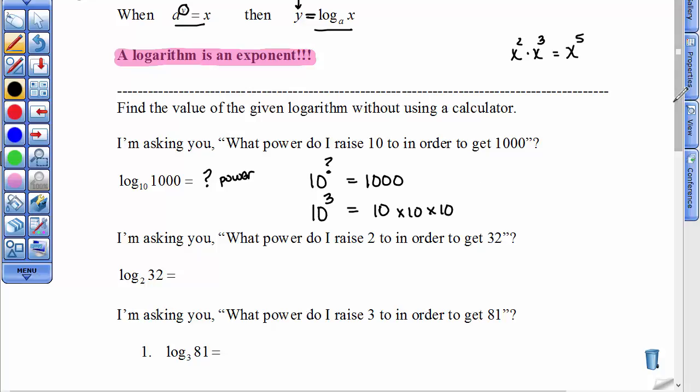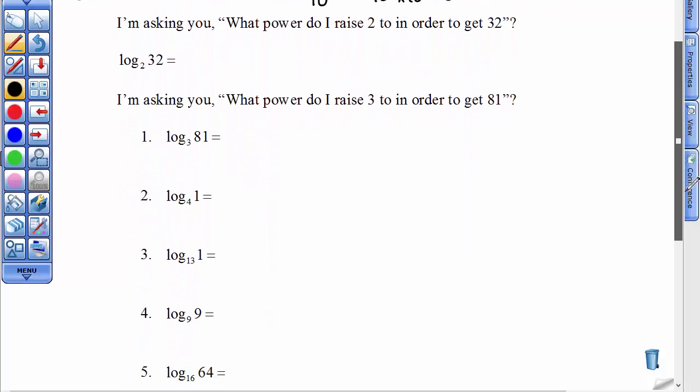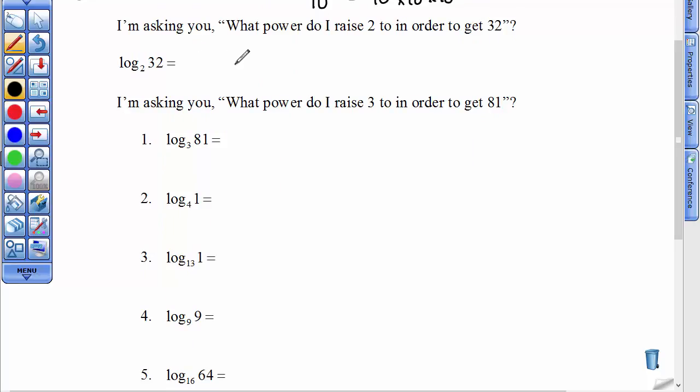because 10 times 10 times 10 is 1,000. So again, what power, I'm asking you, 2 has to be raised to what power in order to get the number 32? That's what I'm asking when I say what's the log of 32 where the base is 2. I'm asking you what's the exponent on the 2. Now you may know that it's a 5, that 2 to the 5th power is equal to 32. And you know, if not, how are you going to get that? Well, there's a couple of ways here, but the answer here is 5.